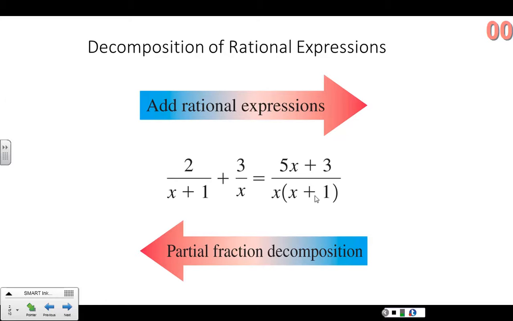In partial fraction decomposition, we're going to give you the combined answer like so, and you're going to break it down into simpler partial fractions. So it's kind of like you're going from the answer back to the problem.